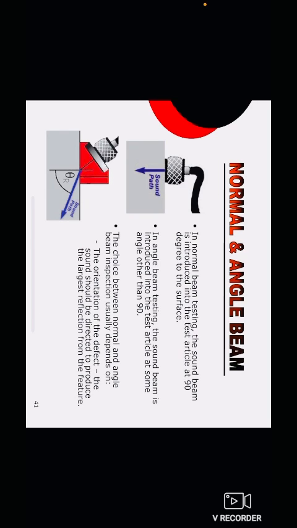And the final one, normal and angle beam. In normal beam testing, the sound beam is introduced into the test article at 90 degrees to the surface. In angle beam testing, the sound beam is introduced into the test article at some angle other than 90. The choice between normal and angle beam inspection usually depends on the orientation of the defect. The sound should be directed to produce the largest reflection from the feature.